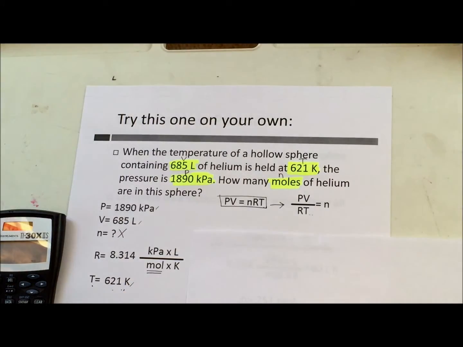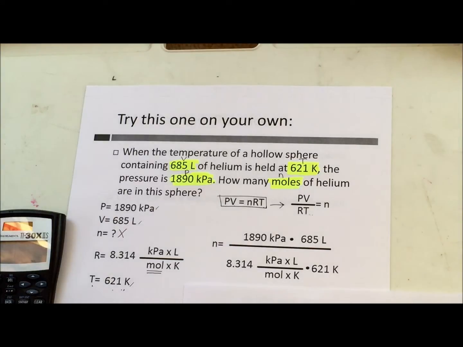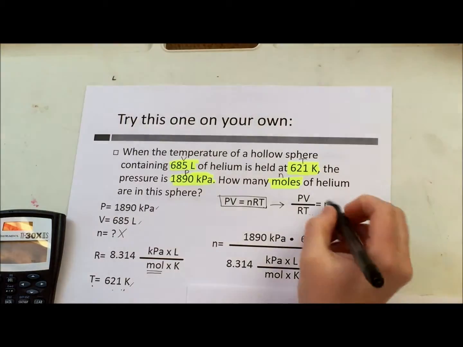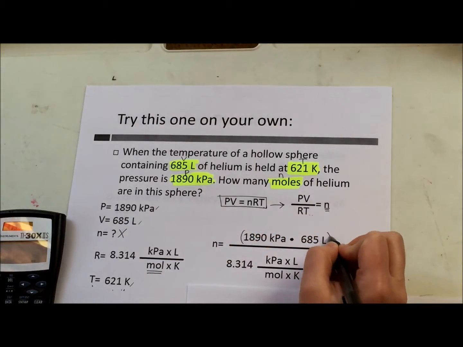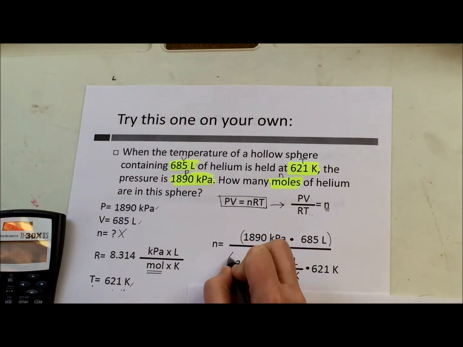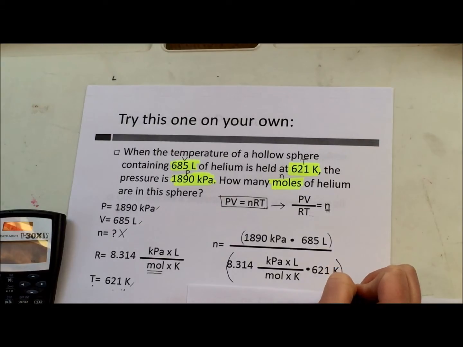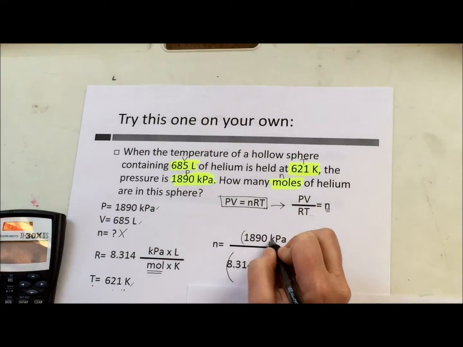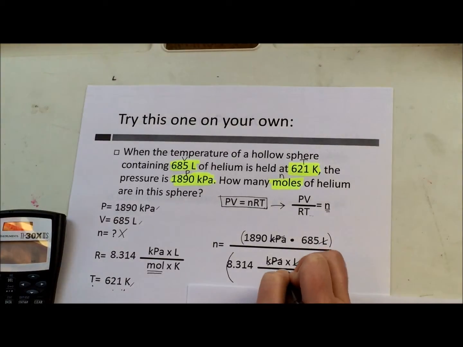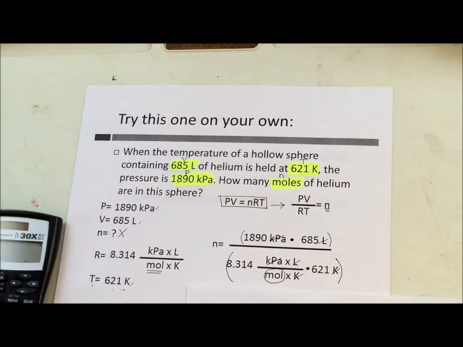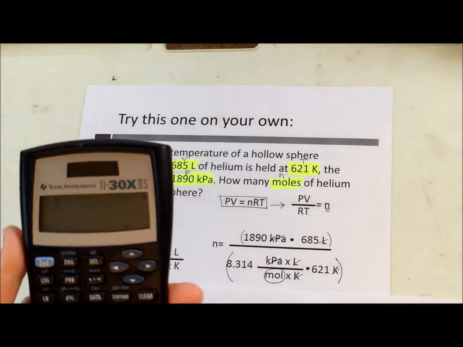So when we plug it all in, you're going to see that I use the n one, meaning that I'm going to solve out for my moles. So I'm going to have my P and my V on the top, my R and my K on the bottom. So we're going to use this to cancel out our units. The unit we're left with is our moles, and it's our desired unit. So now let's plug it into our calculator.